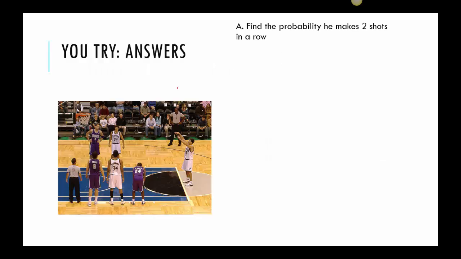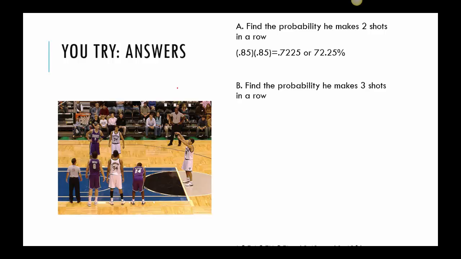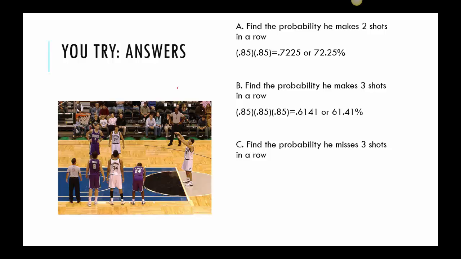All right, so first, he gets 2 free throws. This is still my and, right? Even without the word and can happen, and that's important for you to realize. What are you doing? This is and. He gets the first one, and he gets the second one. That's 2 in a row. So I have 0.85 times 0.85, which is 0.7225. So I just wrote that as 72.25%. Okay. 3 in a row just means we're going to put one more 0.85 out there. So 0.85, 0.85, 0.85 gives me 0.6141, or 61.41%.